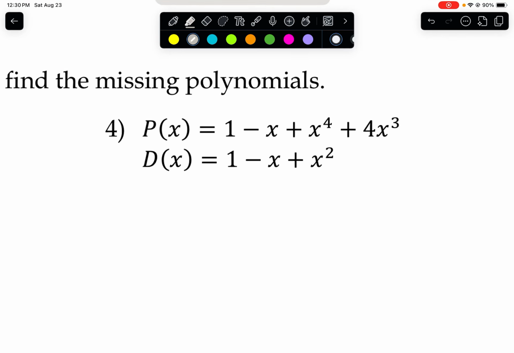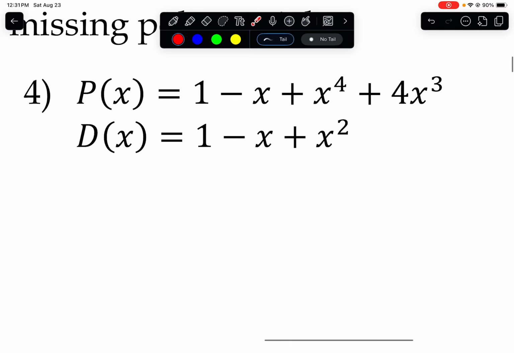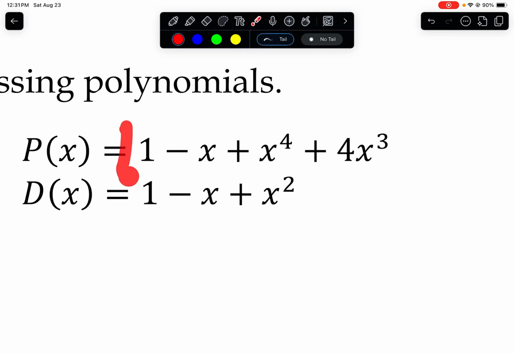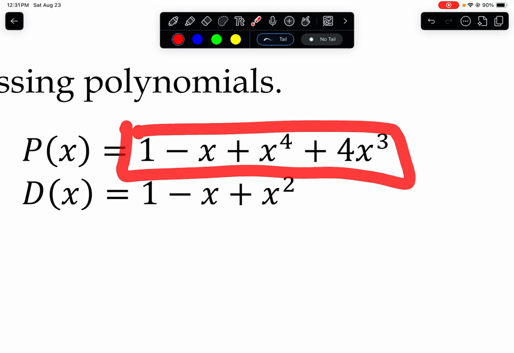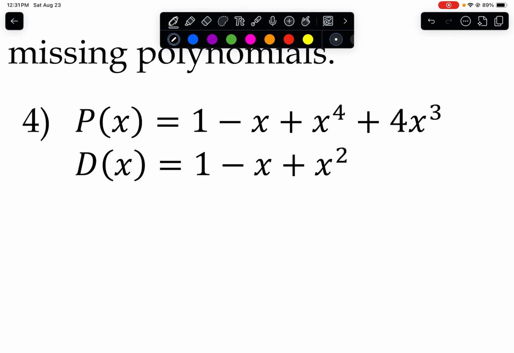Okay. Now number 4. This is where we're going to start getting into the little tips and tricks. Notice how your dividend, or polynomial, is not written in descending order, and neither is your divisor. When you do polynomial division, it is so crucial that you write your polynomials in descending order, starting with the highest exponent going to the lowest exponent.